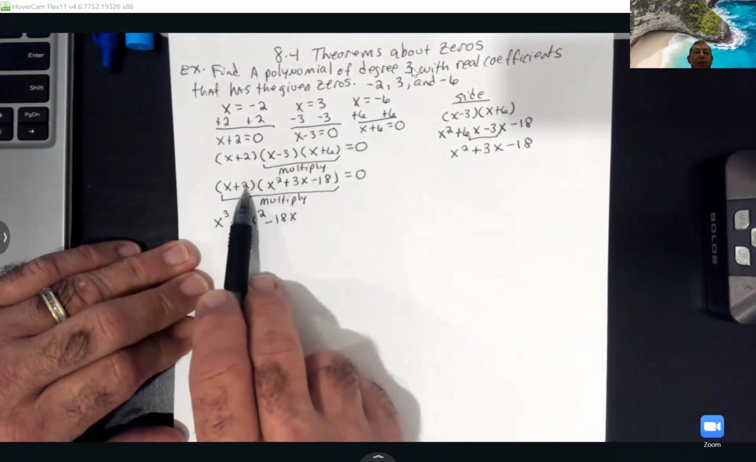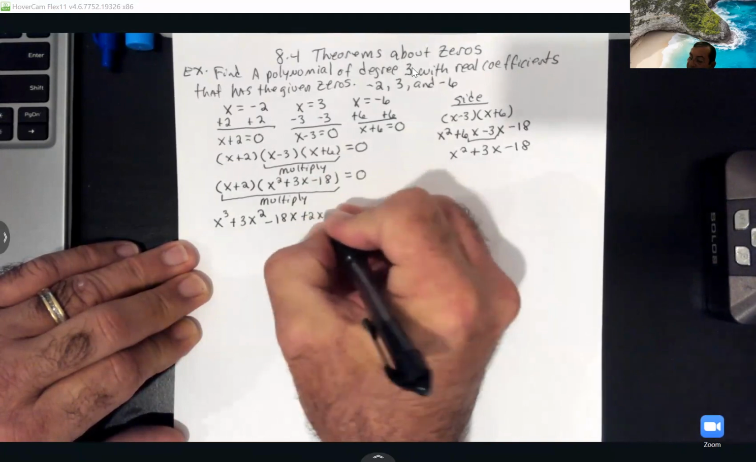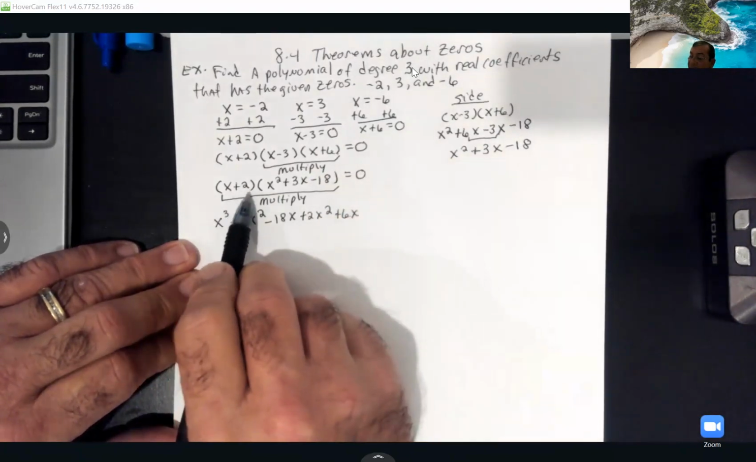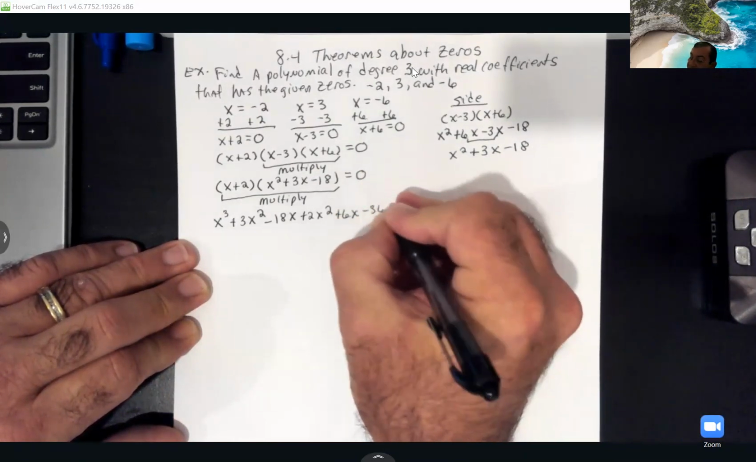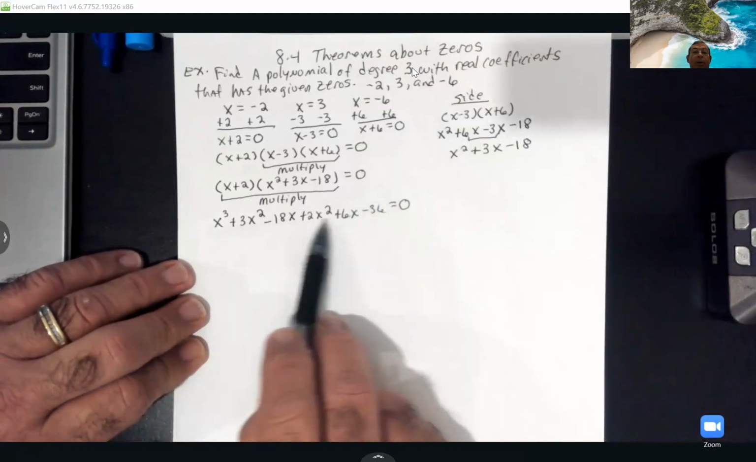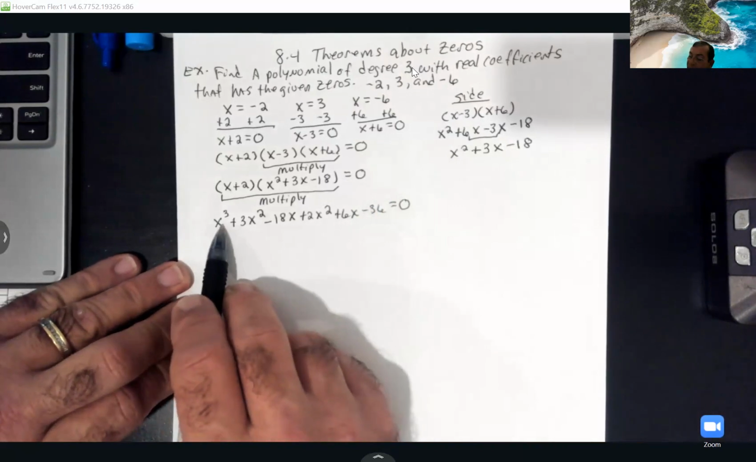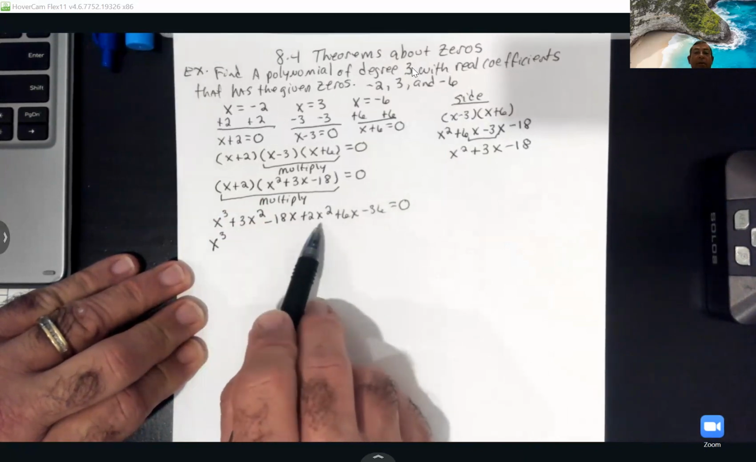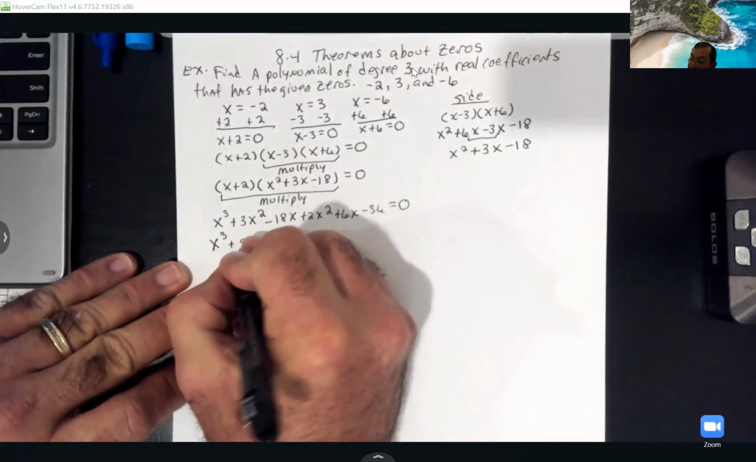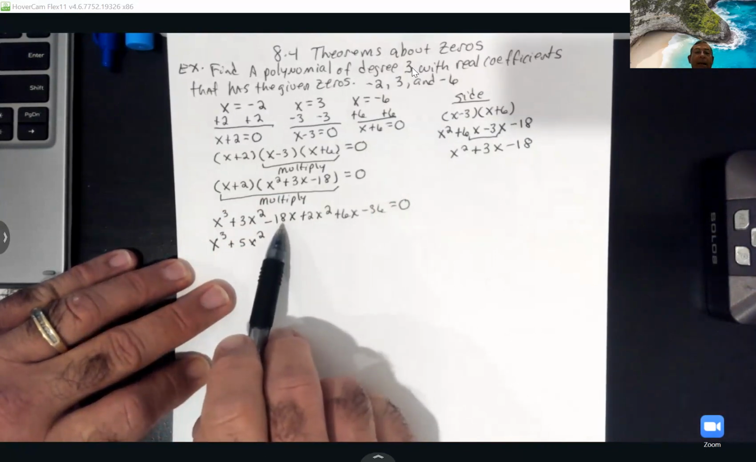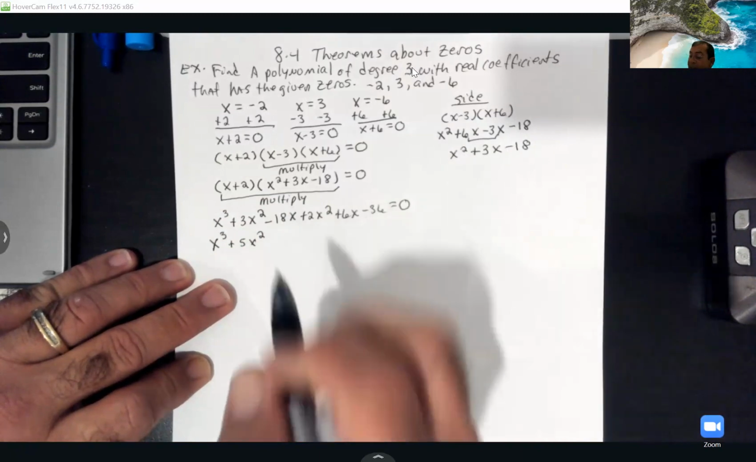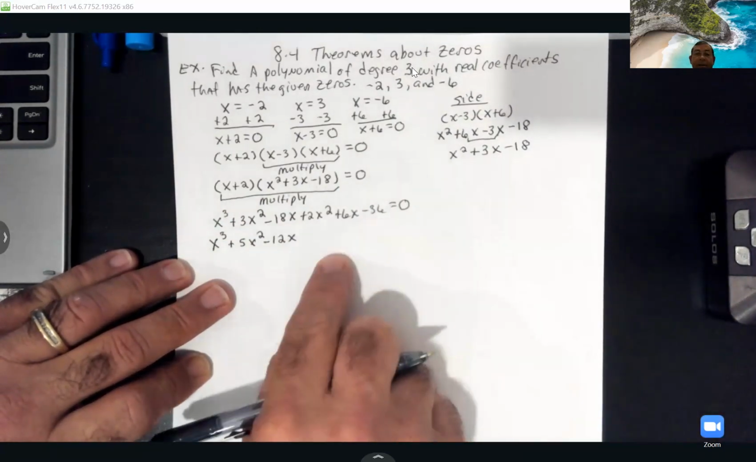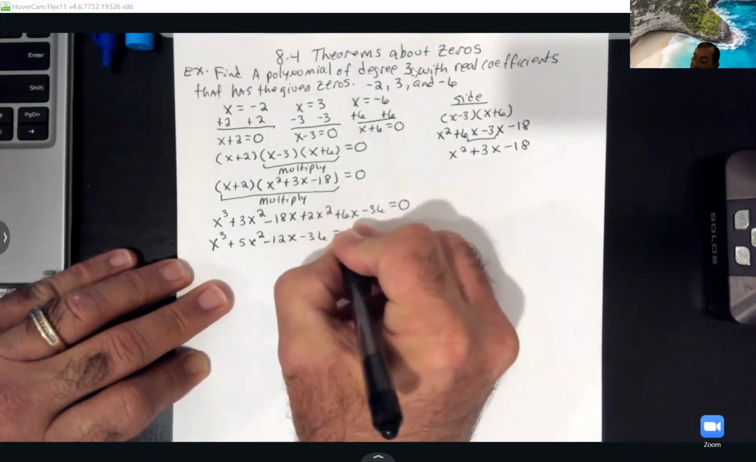Now let's distribute our 2. So 2 times x squared is a 2x squared. 2 times 3x is a 6x. And then finally, 2 times negative 18 is a negative 36. And y'all notice, all we can do now is add like terms. So the x cubed comes down. The x squareds: I've got 3x squared plus 2x squared, that'll give us 5x squared. On the x's, I've got a negative 18x and a positive 6x, that'll give us a negative 12x. And then what's left? Our negative 36, bring that down, all equal to our 0.